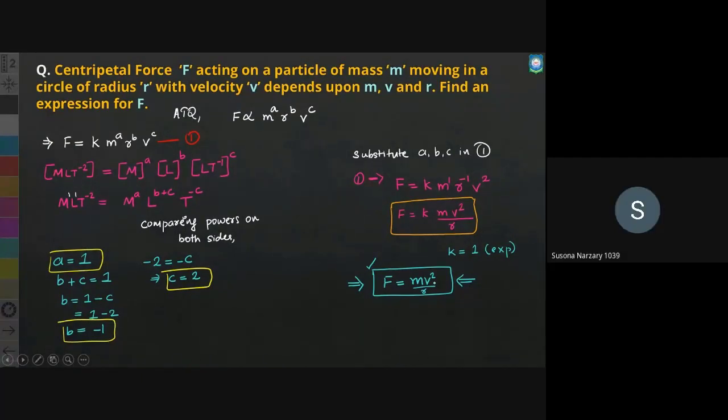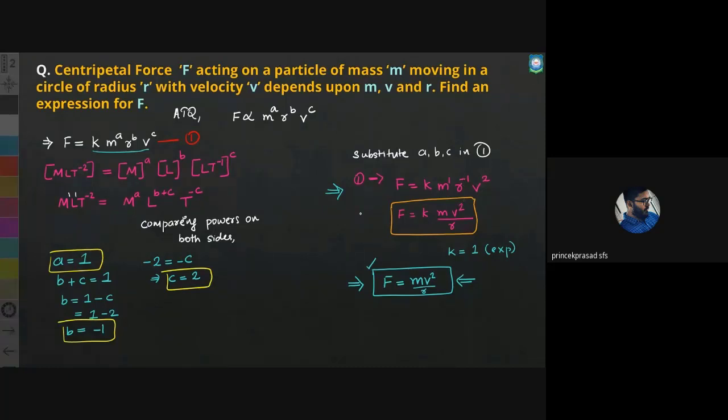Sir, after substituting the equation. Which one? In which part? Last part. Here I'm just substituting the values. Here we already have this equation: F is equal to K m raised to A. Instead of A, I'm substituting 1, so it is m raised to 1. R raised to B, B is minus 1, here I'm putting minus 1. Then V raised to C, C is equal to 2, put 2.